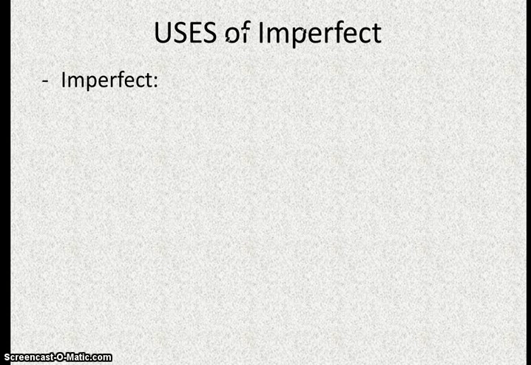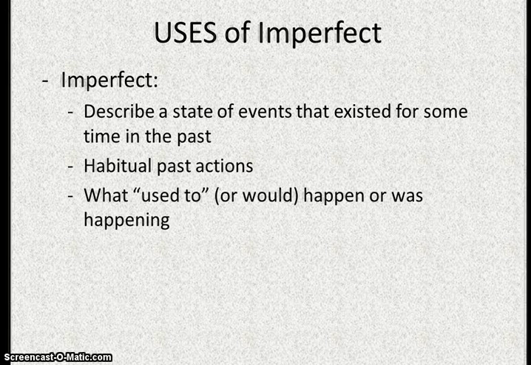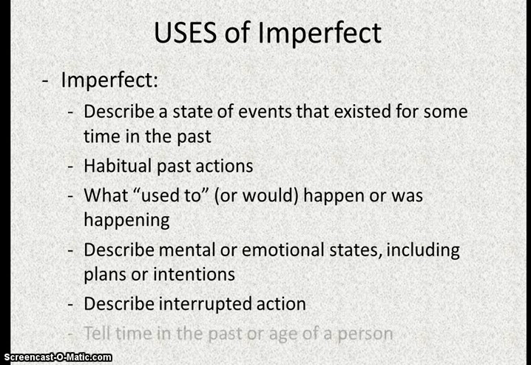The imperfect can be used to describe a state of events that existed for some time in the past. This is a non-specific amount of time. Habitual past actions, what used to or would habitually happen or was happening. Can also be used to describe mental or emotional states, including plans or intentions, as well as interrupted action, along with telling time in the past or telling the age of a person in the past.